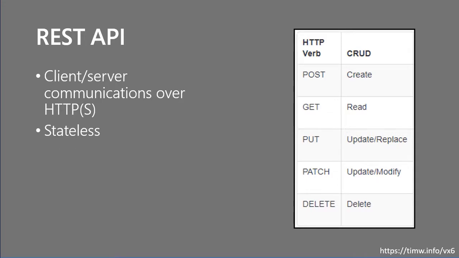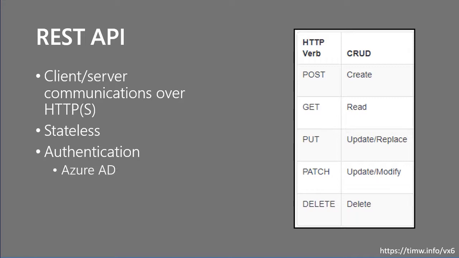You can see on the right this table with an attribution URL that a create operation is actually a POST, read is GET, update or replace is a PUT, update or modify is PATCH, and delete is DELETE. It's very neat how we've got that lineup between the existing HTTP verbs and those CRUD operations. It's wonderful because REST APIs are ubiquitous, vendor neutral, and open.